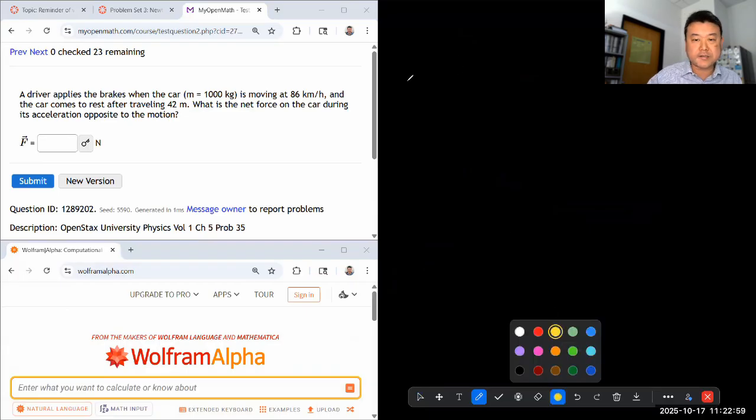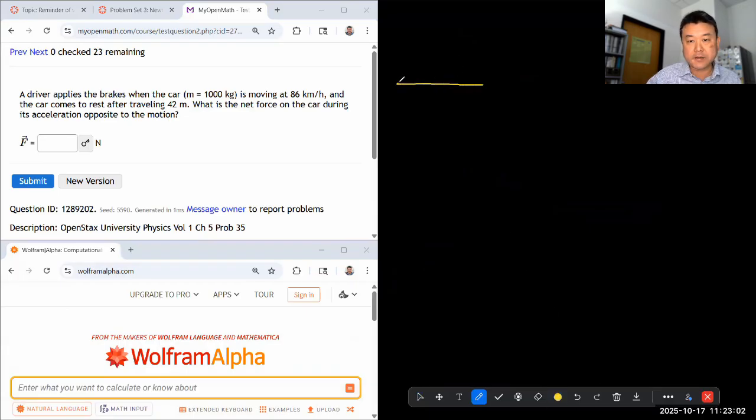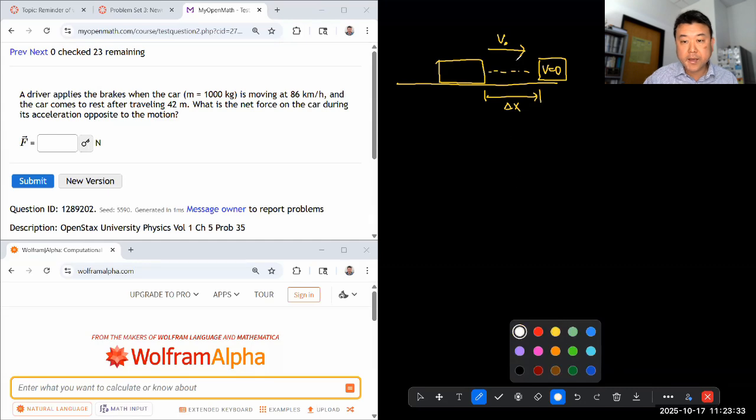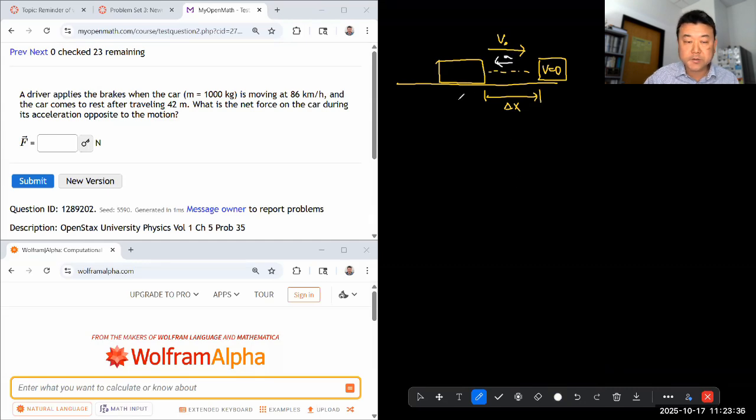It's, I guess, not strictly necessary, but it's a habit I've built. I need to draw things out to make sure I don't feel like I'm missing any information. So you have a car moving at some speed, let me call it V0, and a brake is applied, and the car comes to rest after traveling some distance, delta x. So there must be an acceleration backward while it's coming to a stop.